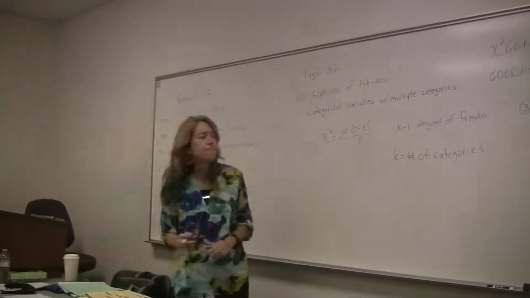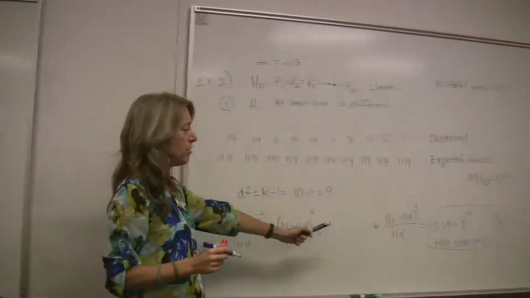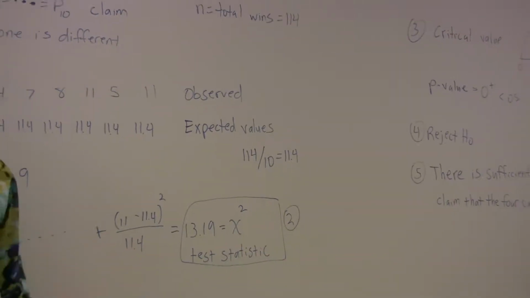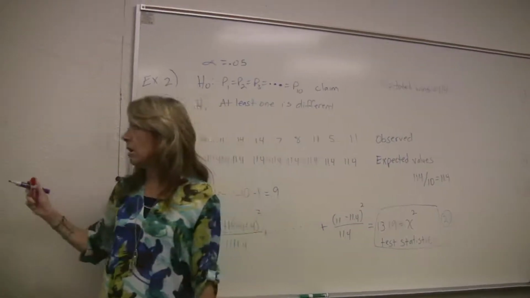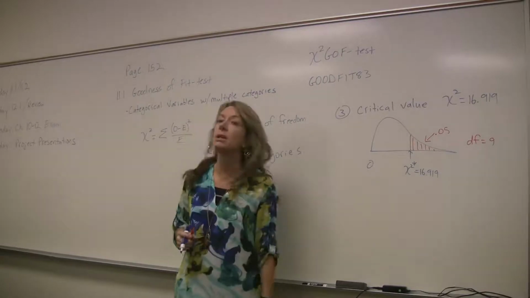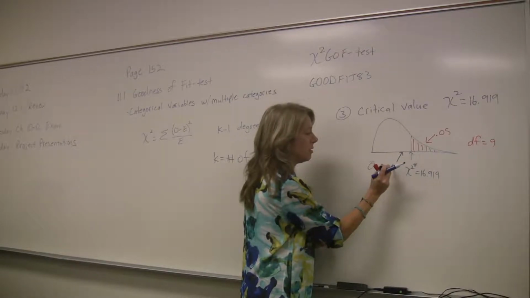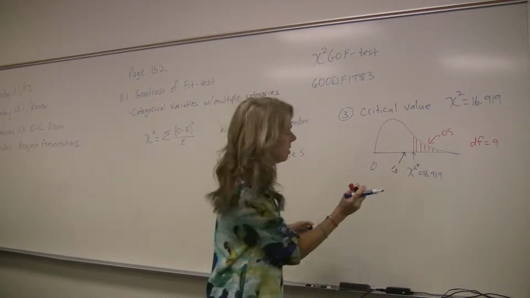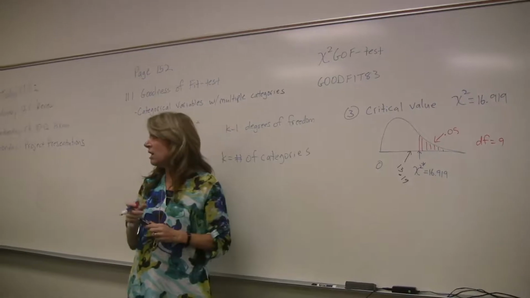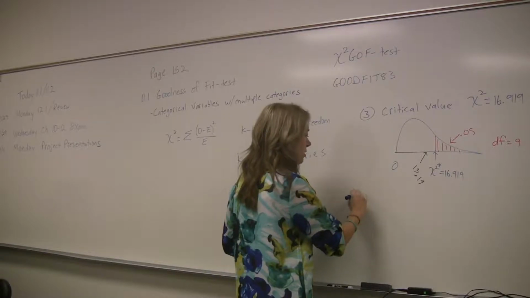What do I do with that? It tells you whether to reject or not. We're going to take our test statistic, this 13.19, and see where it falls over here. If this is 0, and this is 16.9, where is my 13.19? On the left of that, right? 13.19 is right here. So it's not in the critical region, not in the rejection region. So it's failed to reject H0. That'd be my step 4.